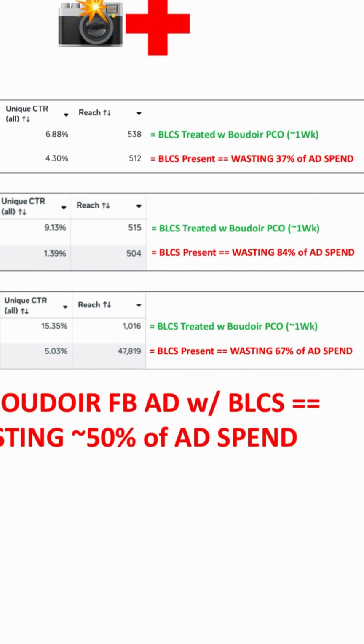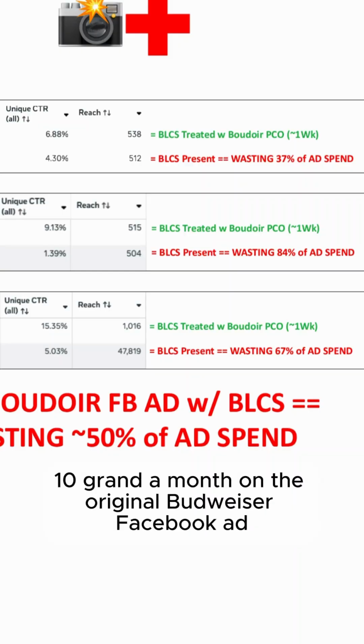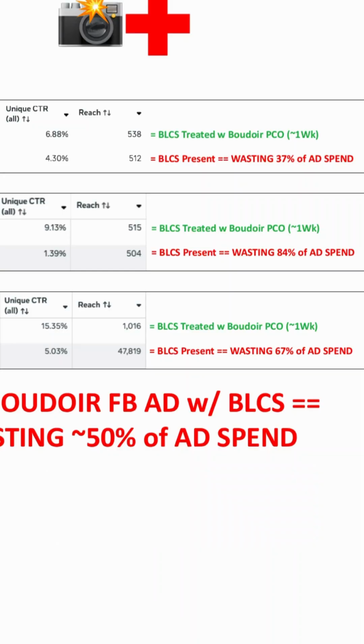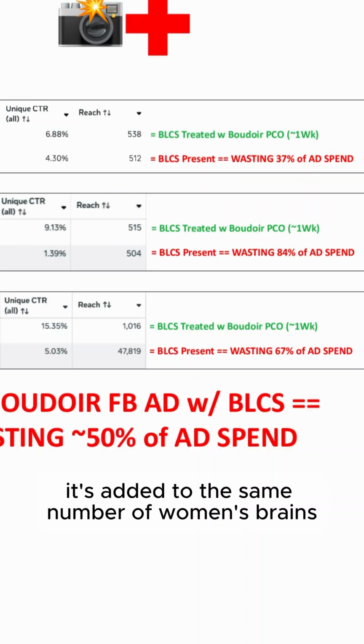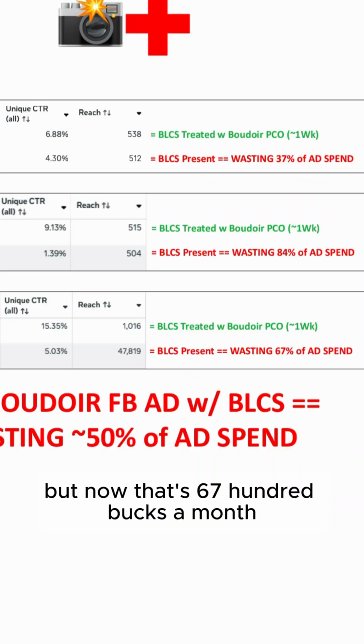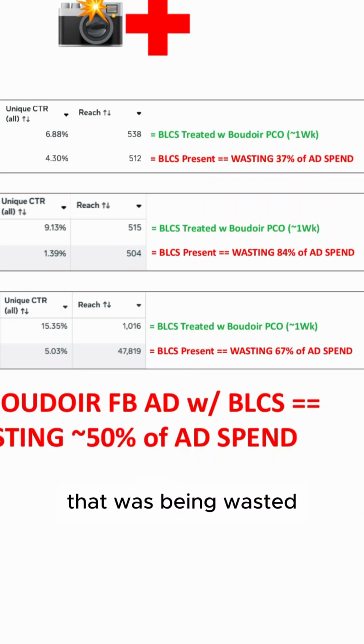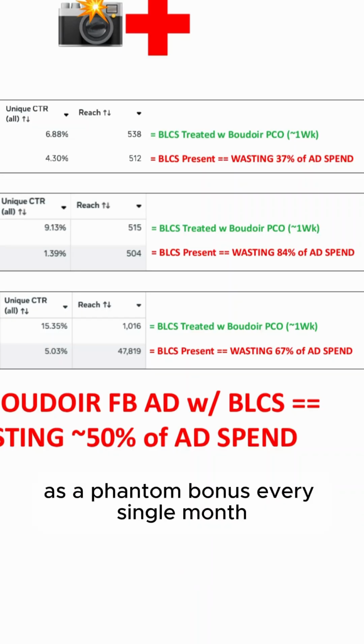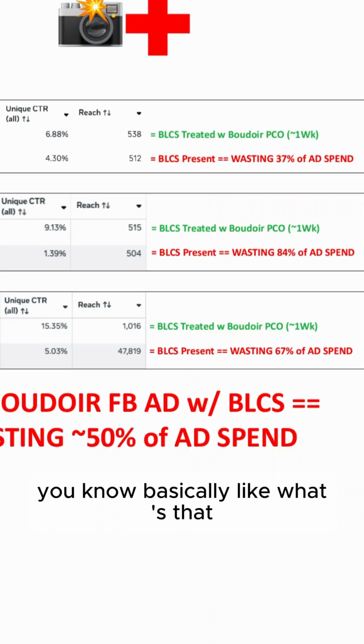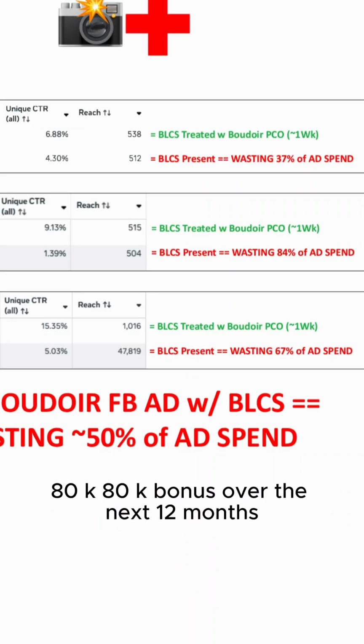And as a result, if he spent 10 grand a month on the original Boudoir Facebook ad, then now he only has to spend $3,300 a month on the Boudoir Pico treated ad, and he gets to add into the same number of women's brains in both scenarios. But now that $6,700 a month that was being wasted is eliminated, back in his pocket. He doesn't have to spend it as a phantom bonus every single month. Basically, what's that, 80K bonus over the next 12 months.